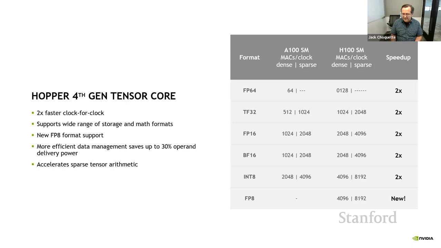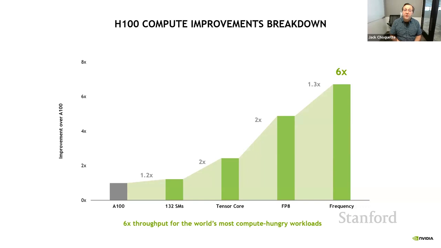This chart shows the cumulative compute improvements going from A100 to H100. The increase in number of SMs provides a 22% increase. The 4th-generation Tensor Core provides an additional 2x improvement. Switching from 16-bit floating point to the new 8-bit floating point format provides another additional 2x improvement. And finally, the clock frequency improvements provide another 30% increase. All combined, Hopper provides 6x throughput increase over our previous generation.